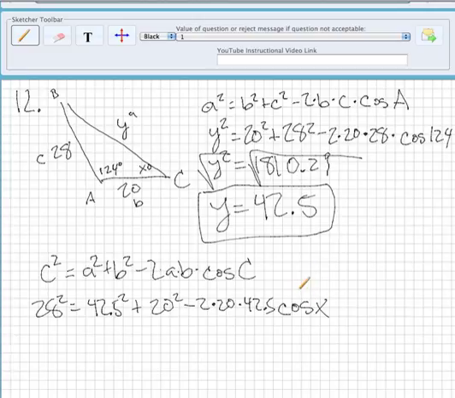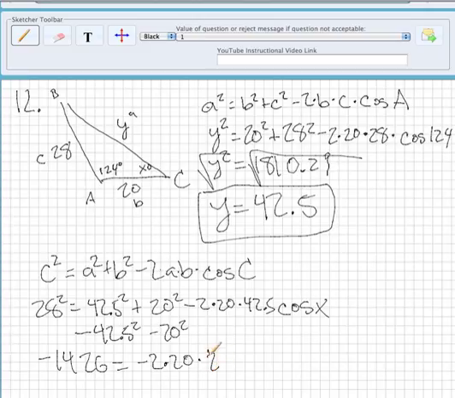So what we want to do here is subtract 42.5 squared and subtract 20 squared. So what we get is negative 1,426. Now what we have is negative 2 times 20 times 42.5 times the cosine of x.